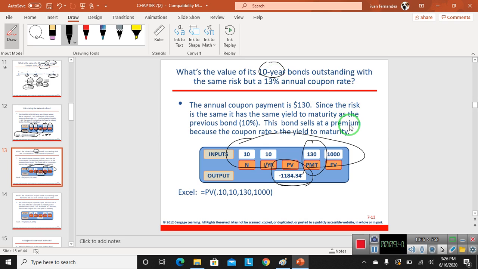If we did this for a bond where the coupon is lower than the required rate, you will see the opposite case. You will find that the price of the bond will be below $1,000. And we will call that a discounted bond because it sells for a lower value than the face value. Okay, so I just covered the very basics of bonds and how to find the price of a bond.